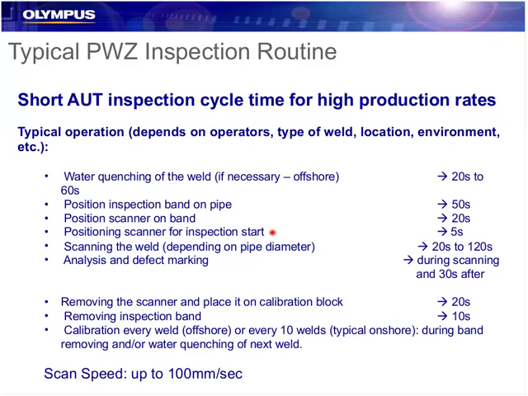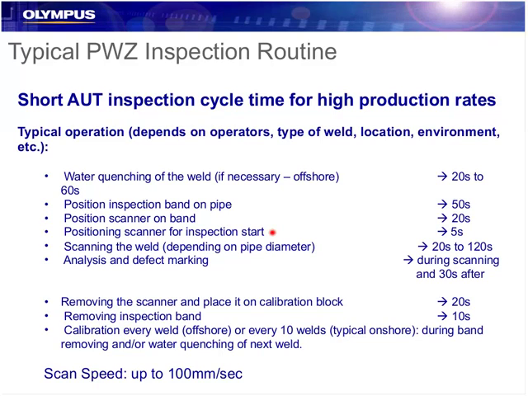So it's really going to depend on the pipe diameter, the thickness, and how many beams we're using based on the joint geometry. So this can be about 20 seconds to 120 seconds. Then we're going to do the analysis and defect marking. Typically this is done somewhat during the scanning, about 30 seconds after if there's no defects.